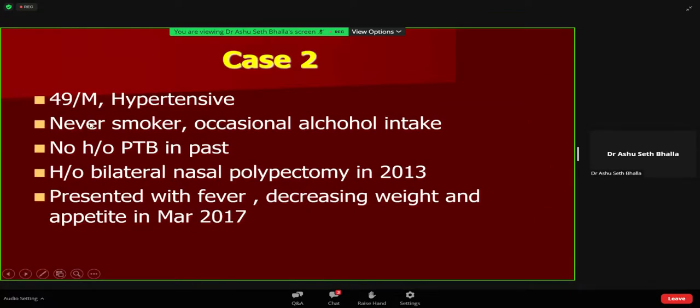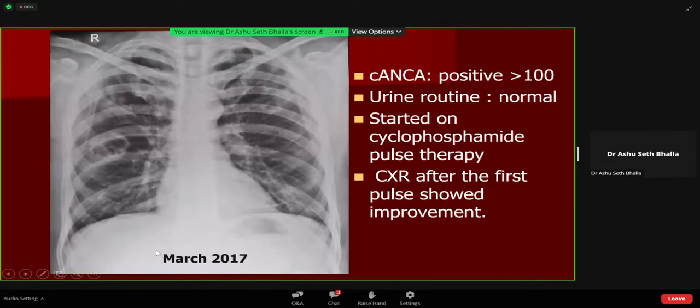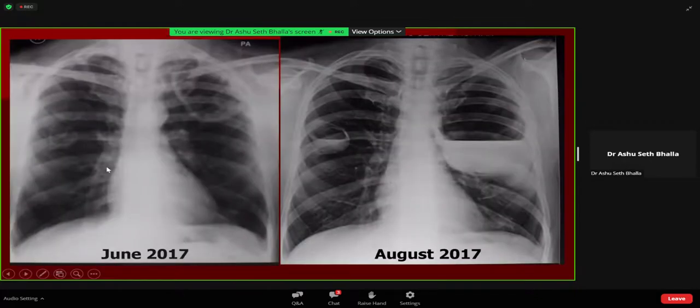Now this is case 2, a 49-year-old male with a prior nasal polypectomy, now coming with fever and weight loss. Something in the upper airway, something multi-system. The upper airway immediately alerts you to vasculitis. Eventually, the patient was proven to be GPA with C-ANCA positivity. There were multiple nodules which cavitated. This was in March 2017. The patient received cyclophosphamide pulse therapy and improves.